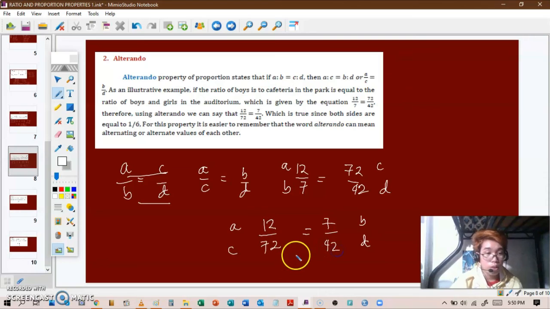Okay, so let's check using our calculator. 12 over 72 is equal to 1 over 6. And 7 over 42 is also equal to 1 over 6. And therefore, our proportion checks out. And therefore, the Alterando property is one of the valid properties of a proportion.